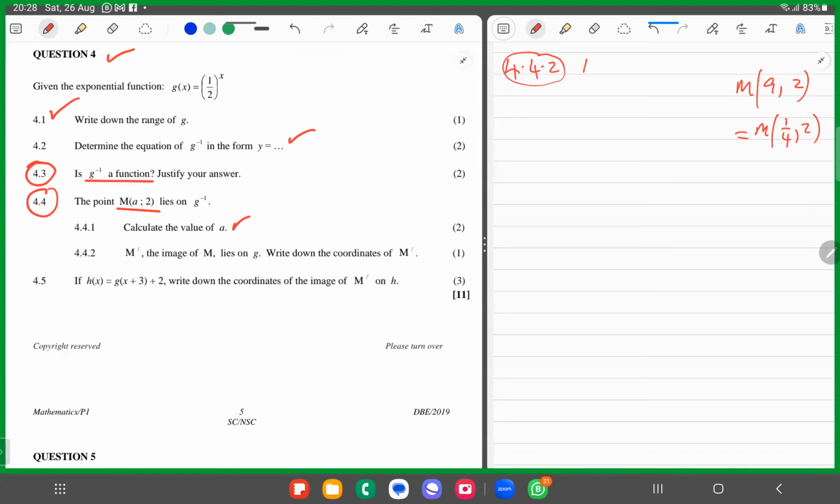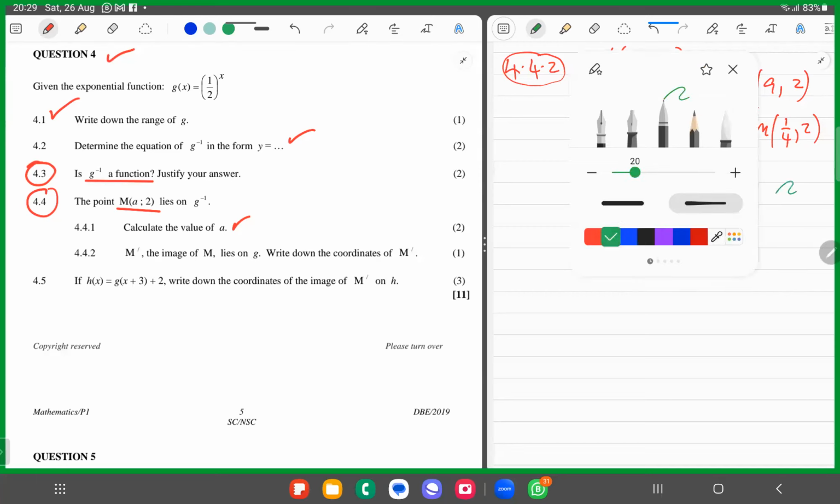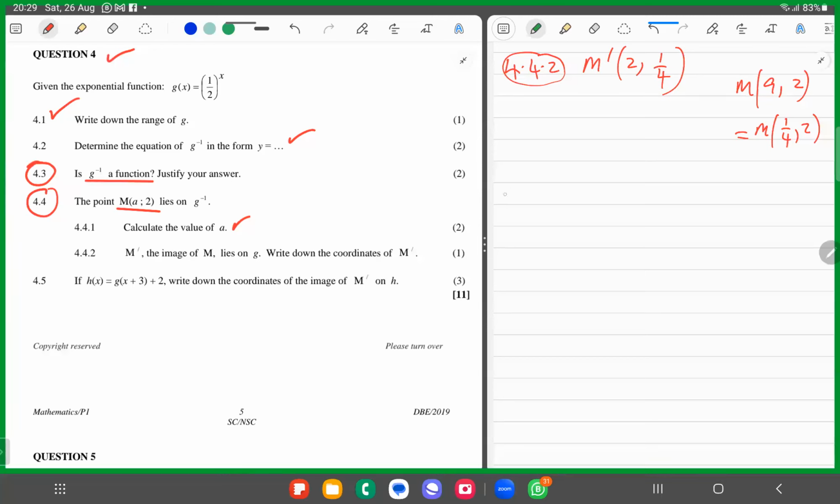So what is M primed? So M primed will therefore have coordinates. You switch the coordinates around because these are inverse functions. So if you switch the coordinates around, because it's what the inverse function does, which means that M primed is written as 2 and 1/4. Right, so that's what we get. Okay. So the next thing is now we look at the next question. The answer is actually what I've written there. It's M primed with coordinates 2 and 1/4.